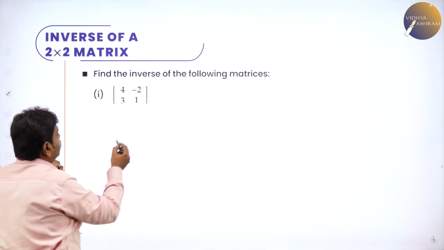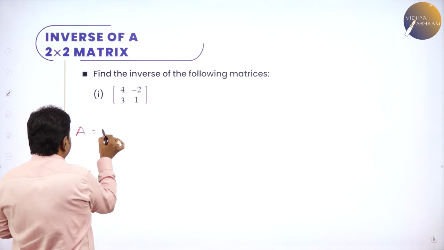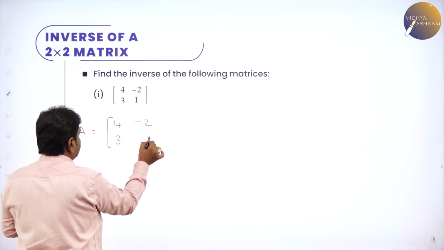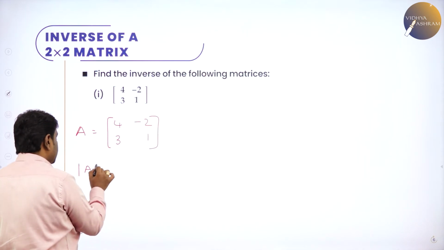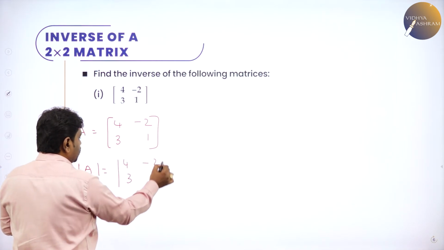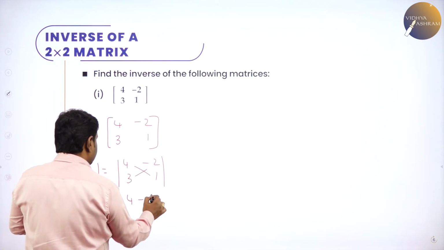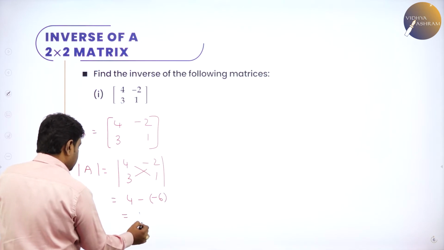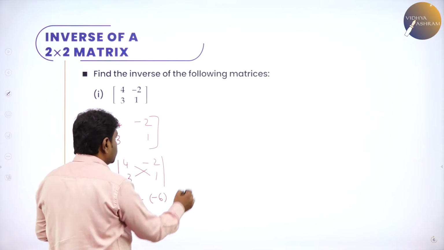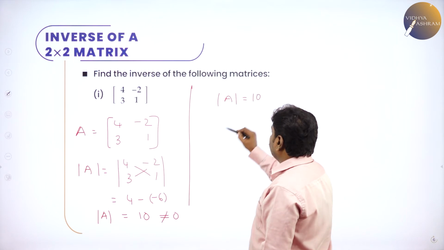Now find the inverse of the following matrix. So first name it. A is 4, minus 2, 3, 1. Then the first step, you should find the determinant. What is the determinant of 4, minus 2, 3, 1? All of you know how to find the determinant. Multiply these two. 4 ones are 4, minus 3 into minus 2 is minus 6. So 4 plus 6 gives you 10. Determinant A you got exactly 10, which is non-zero. Determinant A is 10.